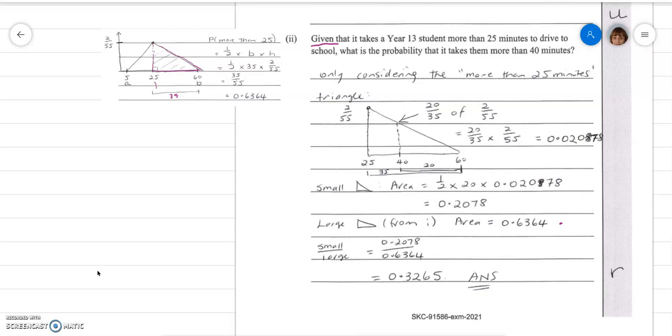So the small triangle has an area of half times the base, half times 20, times its height, which is 0.02078. When you work that out, you get this area here. Now finally, we need to find the small triangle as a proportion of the large one. So we've got the small area over our large one, and that is our answer.